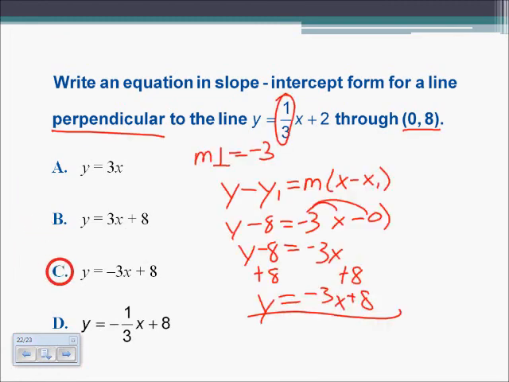Again, no difference as far as solving, just adding in the perpendicular slope part or the parallel slope part, just taking a look at the equation and using the other equation's slope.